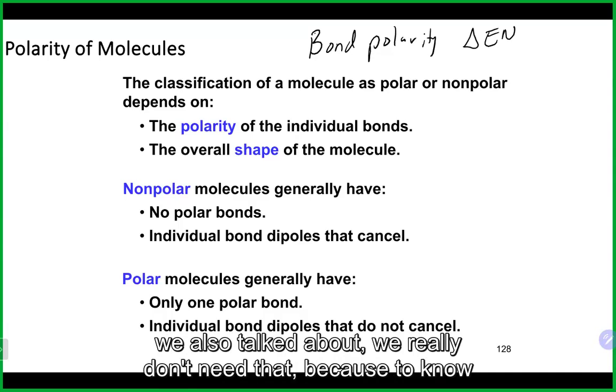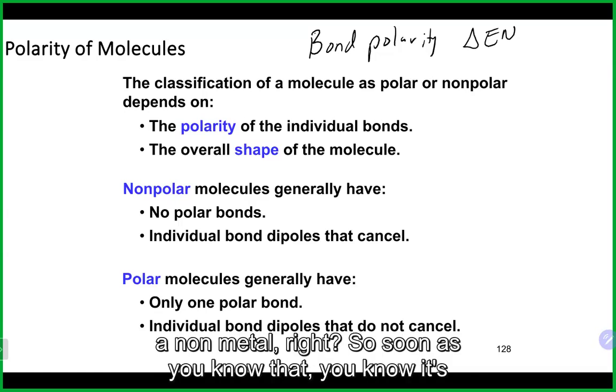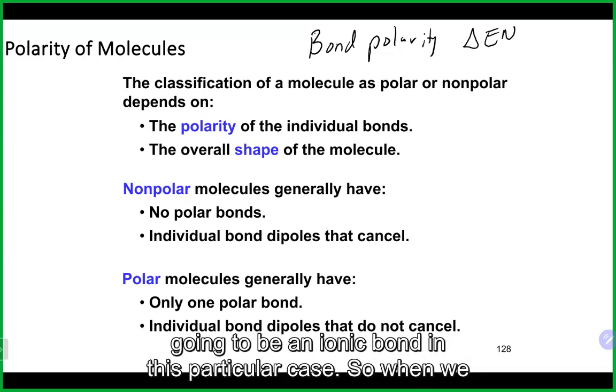But as we also talked about, we really don't need that, because to know it's ionic, it needs to be a combination, right, of a metal and a non-metal. So as soon as you know that, you know it's going to be an ionic bond in this particular case.